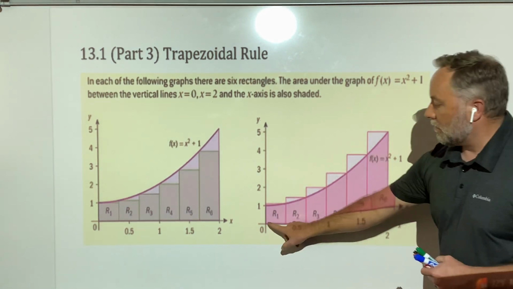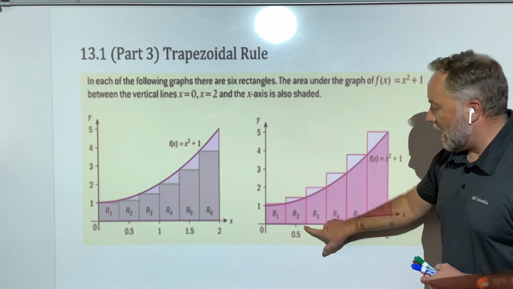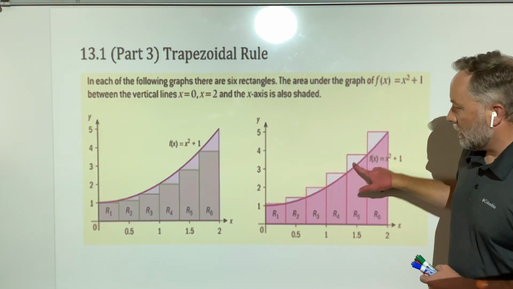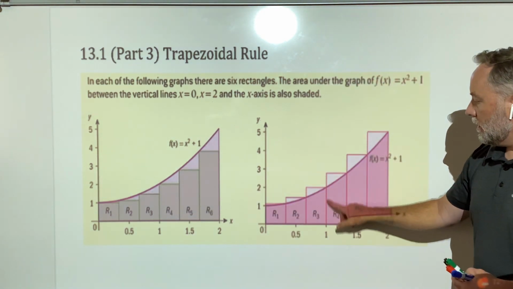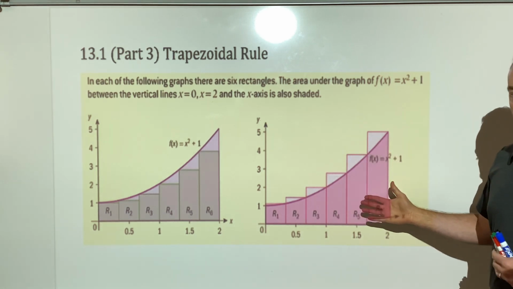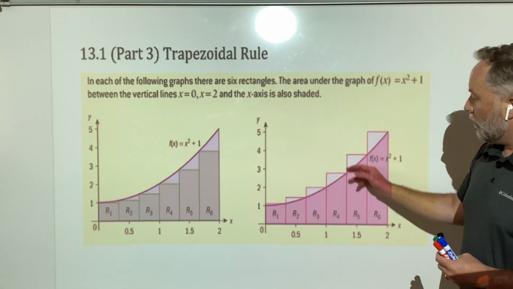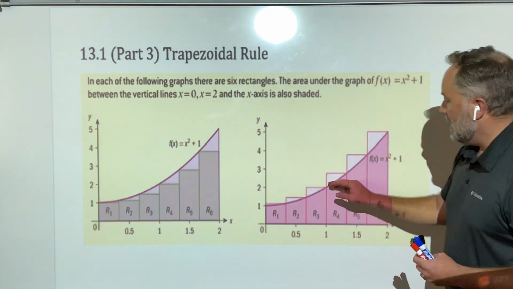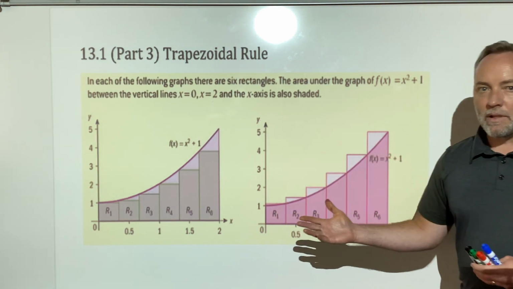Okay, if you take the right side of the interval as the height, and the function's increasing like it is here, then this would give us an approximation for the area under the curve as well, but it gives an over approximation because these pieces right here are above the curve.